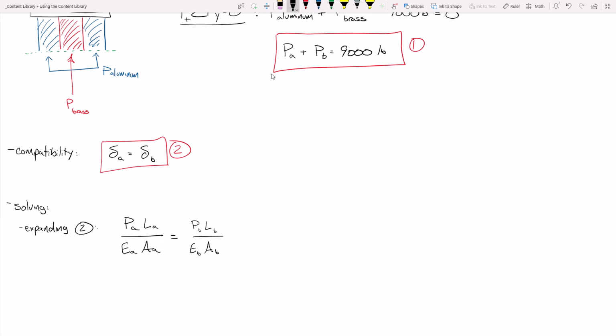Right? That would be the expansion, if you will, of the second equation. Now, I see a few people here going, wait a minute. Is there something that we could do right now to simplify this? What's that? Get rid of the L's. Why? Because they're the same.